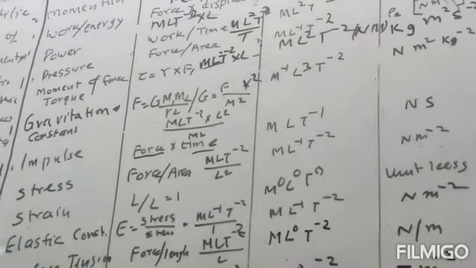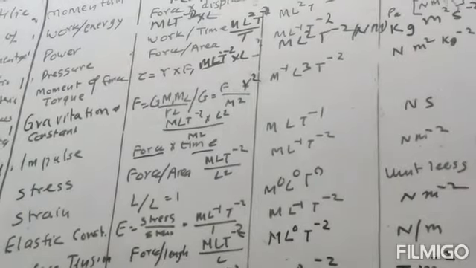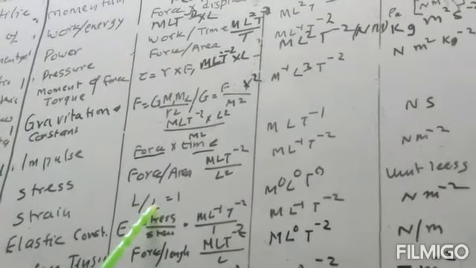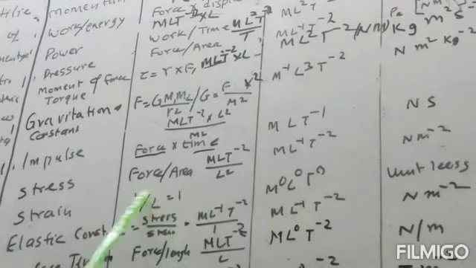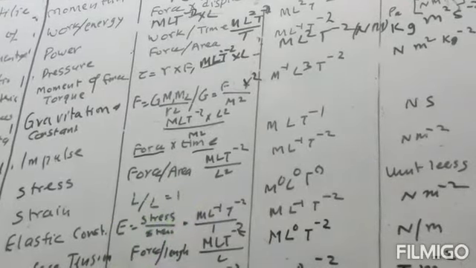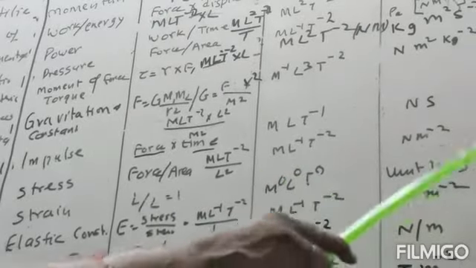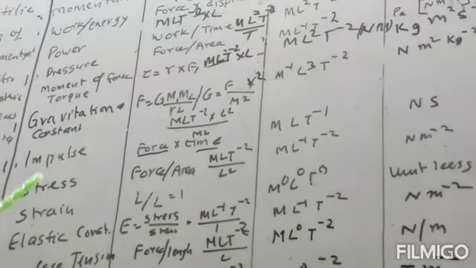Now what is the strain? Strain is change in length divided by original length. Both the dimension of change in length and the original length are L, the same. So this will cancel. So there is no unit, it is dimensionless. So we will write M^0 L^0 T^0. So it is dimensionless, there is no unit for strain.